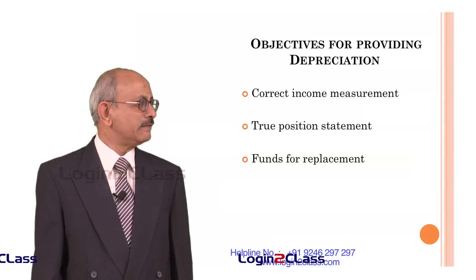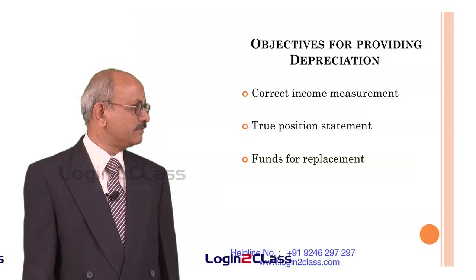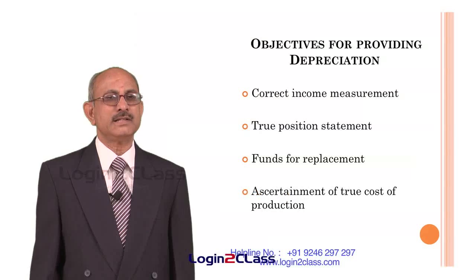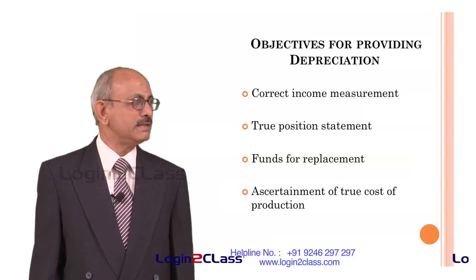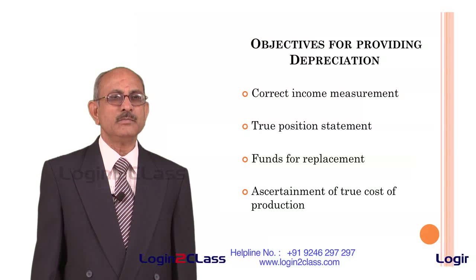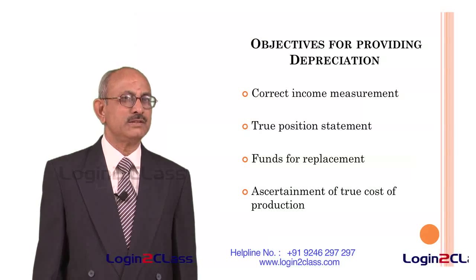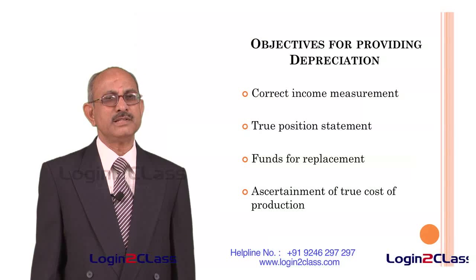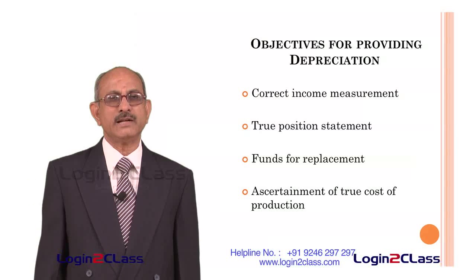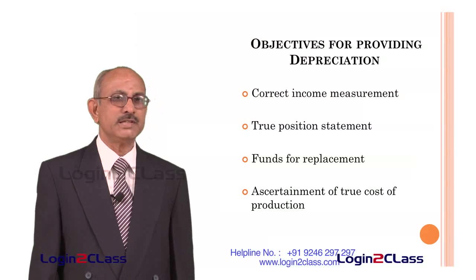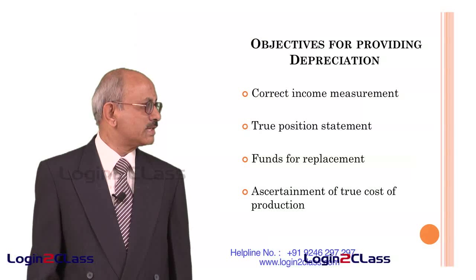So, depreciation is a way of keeping separately funds for replacement of the assets at the end of the useful life of the asset. And finally, for ascertainment of the true cost of production. Cost of production, as you know, consists of the cost of materials as well as the expenses incurred in producing that particular item. So, in order to ensure that the cost of production reflects the true cost, we need to incorporate all the expenses incurred in production of that particular item. Therefore, since depreciation also is an item of expenditure, we need to provide for depreciation and show it as an item of expenditure in order to arrive at the true cost of production.